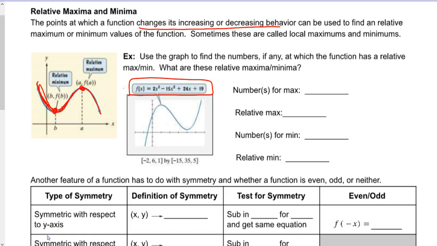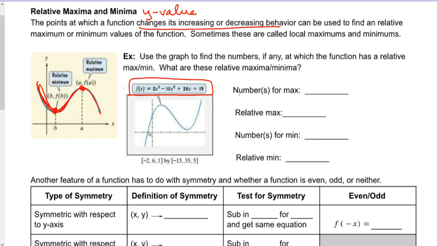And what I should say is that relative max and mins are actually y values. What is the minimum? You're going to say, what is that y value? That's the bottom out point, when x equals something. So, numbers for the max or min. We want to use the graph to find the numbers, if any, at which the function has a relative max or min, and what are these relative maximum and minimum.